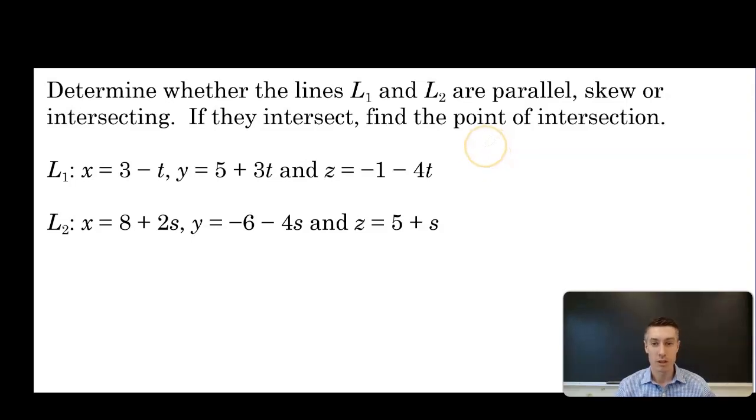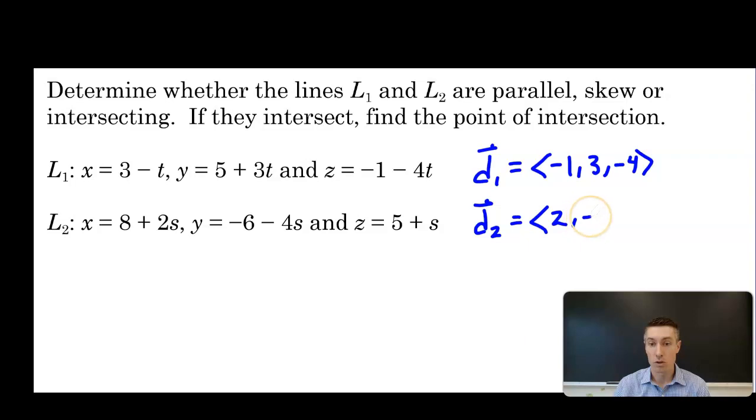I'll take the first definition, it's just easier to check. So for the first line, the direction vector is -1, 3, -4. And for the second line, the direction vector is 2, -4, 1. Comparing the x's, the scalar would have to be -2. But then comparing the y's, we can see that that's not the case. So that means not parallel. Right? Direction vectors are not scalar multiples.